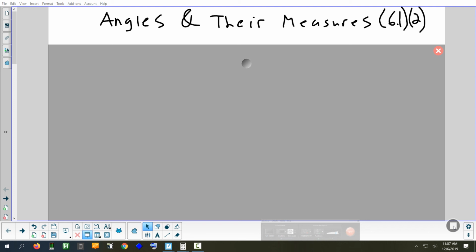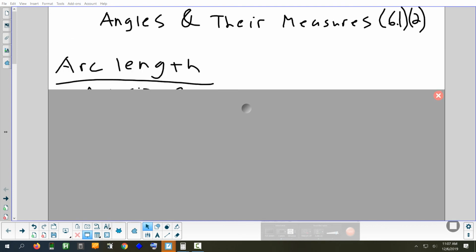So last thing we're going to look at is the second half of 6.1, and then we'll look at a little bit of 6.2. So we've talked about how to convert between radians and degrees. That's going to be important, because the first thing we're going to do is look at a formula to find what's called arc length. Now this formula depends on having your angle in radians. So if they give you something in degrees, the first step is going to be to change to radians.